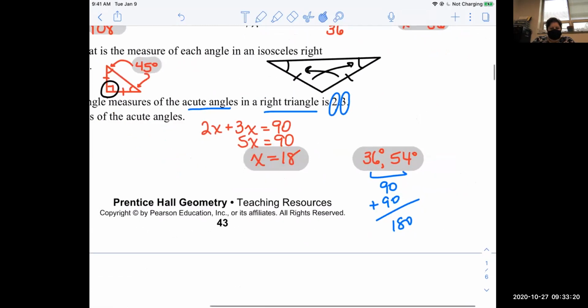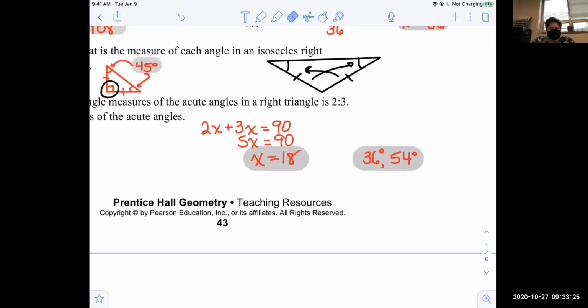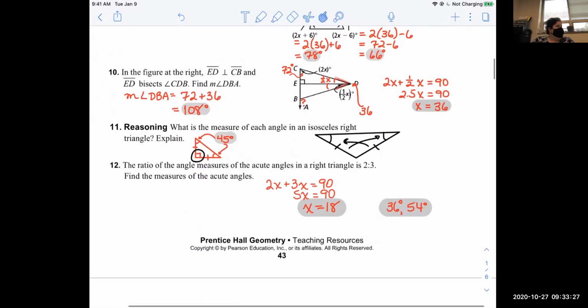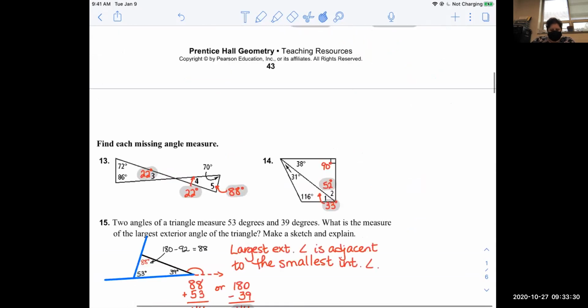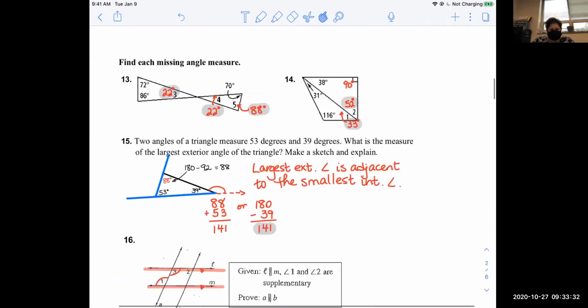Okay, anytime that they're talking about ratios, you just throw an X in there and make an equation. Okay, that's how you show me work. You gotta make sure you're able to write an equation for this.